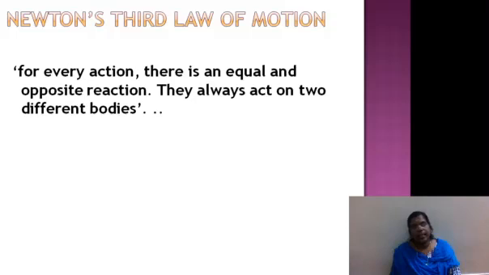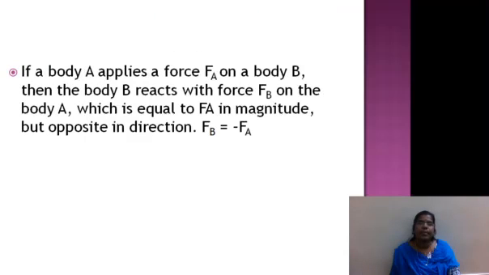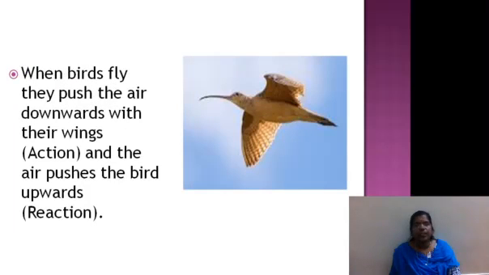Now we are studying Newton's third law of motion. Everyone knows Newton's third law of motion. For every action there is an equal and opposite reaction. The action and reaction always act on two different bodies. Now if a body A applies a force Fa on a body B, then the body B reacts with the force Fb on the body A, which is equal to Fa in magnitude but opposite in direction. Therefore, Fb is equal to minus Fa. This is Newton's third law.